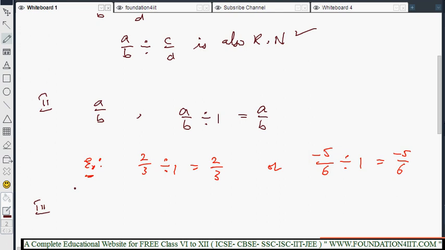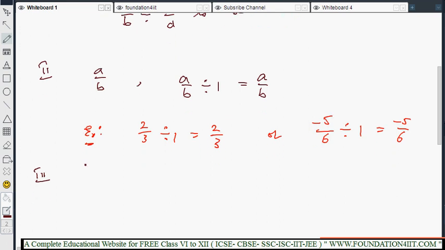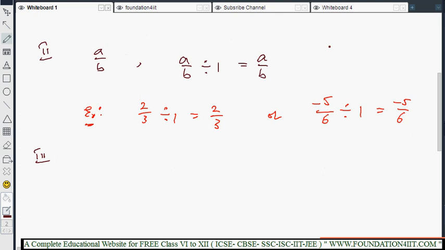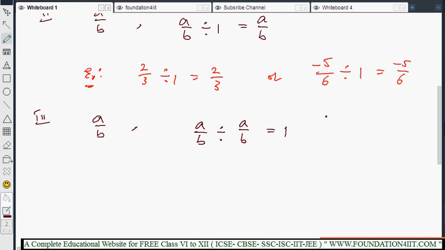So the third property under division: for any non-zero rational number a by b, a by b divided by a by b is equal to 1, because if you divide a number by the same fraction, you get 1. This is property 3. As an example, 5 by 6 divided by 5 by 6 should come to 1.